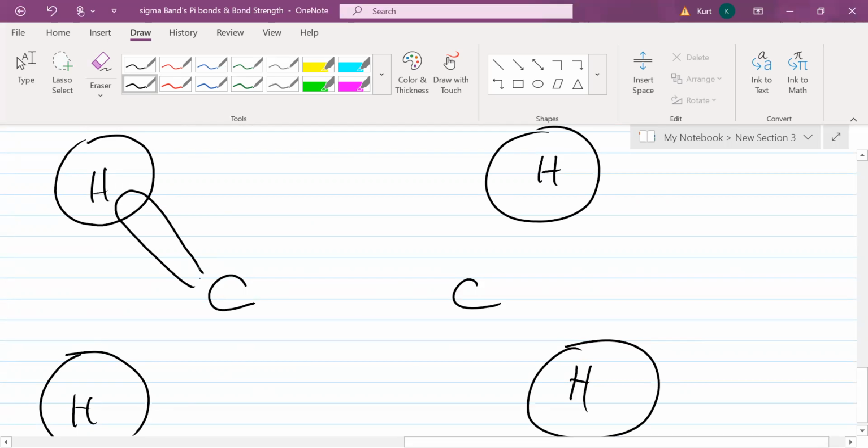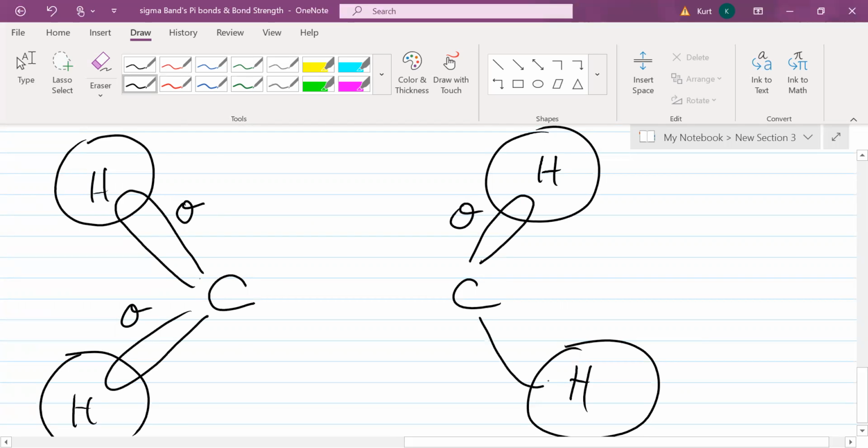So by definition, when an orbital of one atom overlaps the orbital of another, what type of bond is that? Sigma or a pi? That's a sigma, exactly, good. That's a sigma bond. How about here? What is that? Very good. How about here? Very good. And how about here? Very good. Okay, great.